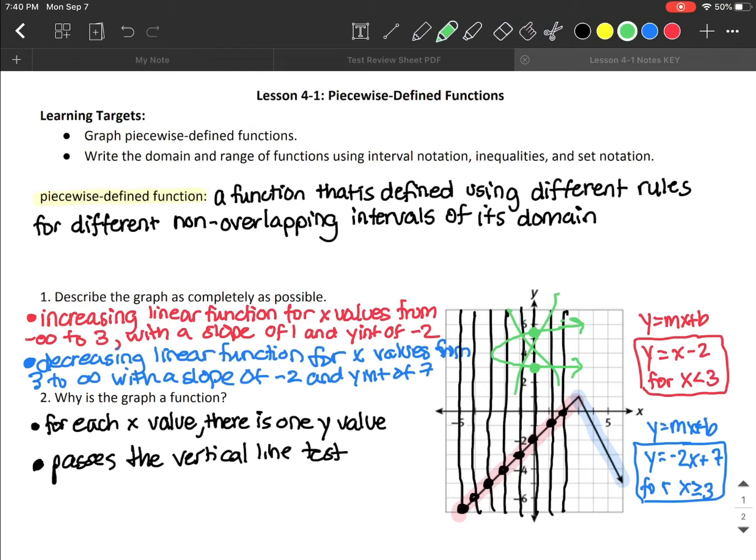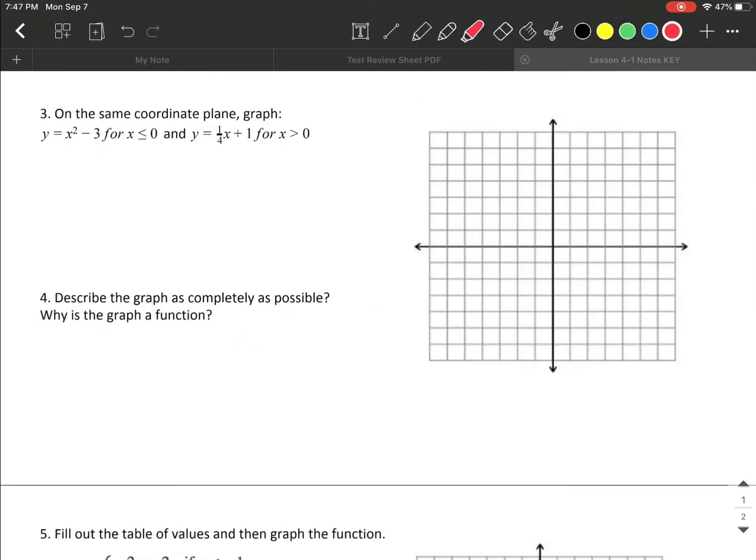For number 3, I want to graph these 2 different rules on the same coordinate plane. The first rule that I have is y is equal to x squared minus 3 for x values that are less than or equal to 0. The second rule that I have is y is equal to 1/4 x plus 1 for x is greater than 0. I'm going to graph the red piece first, so I'm going to look at the red piece first.